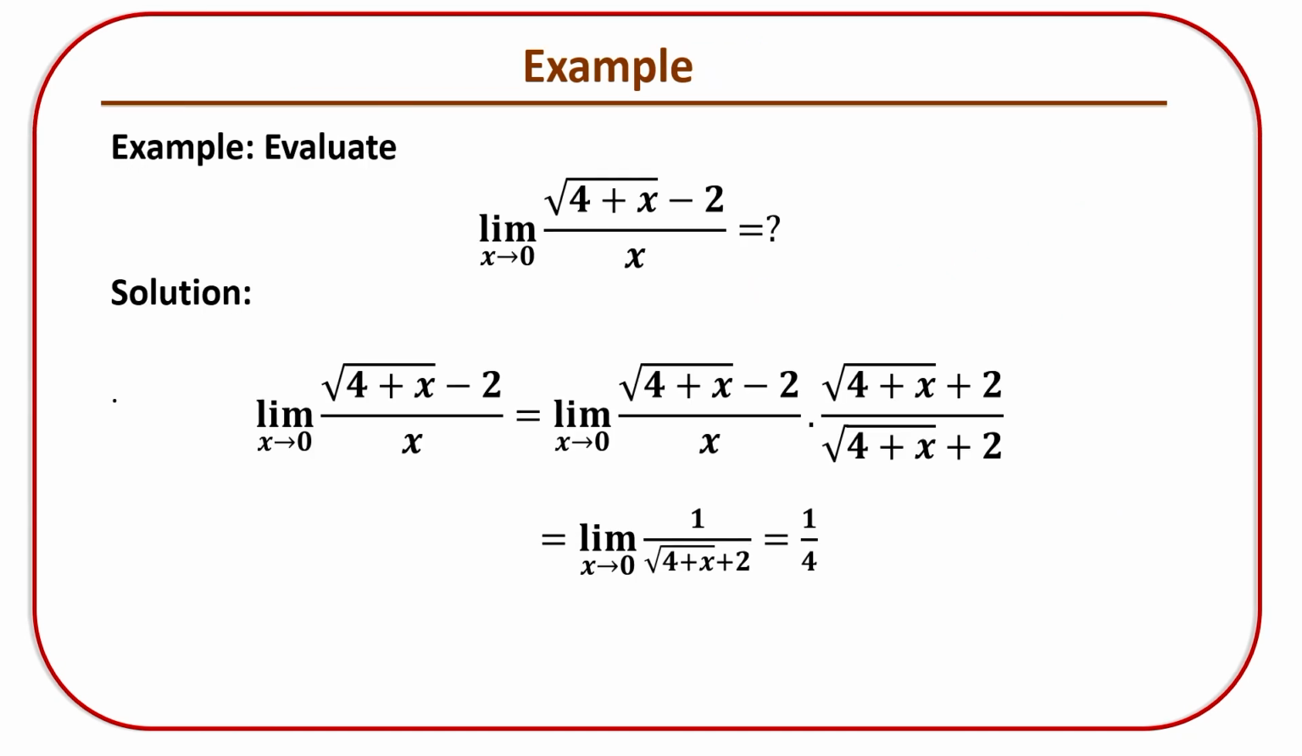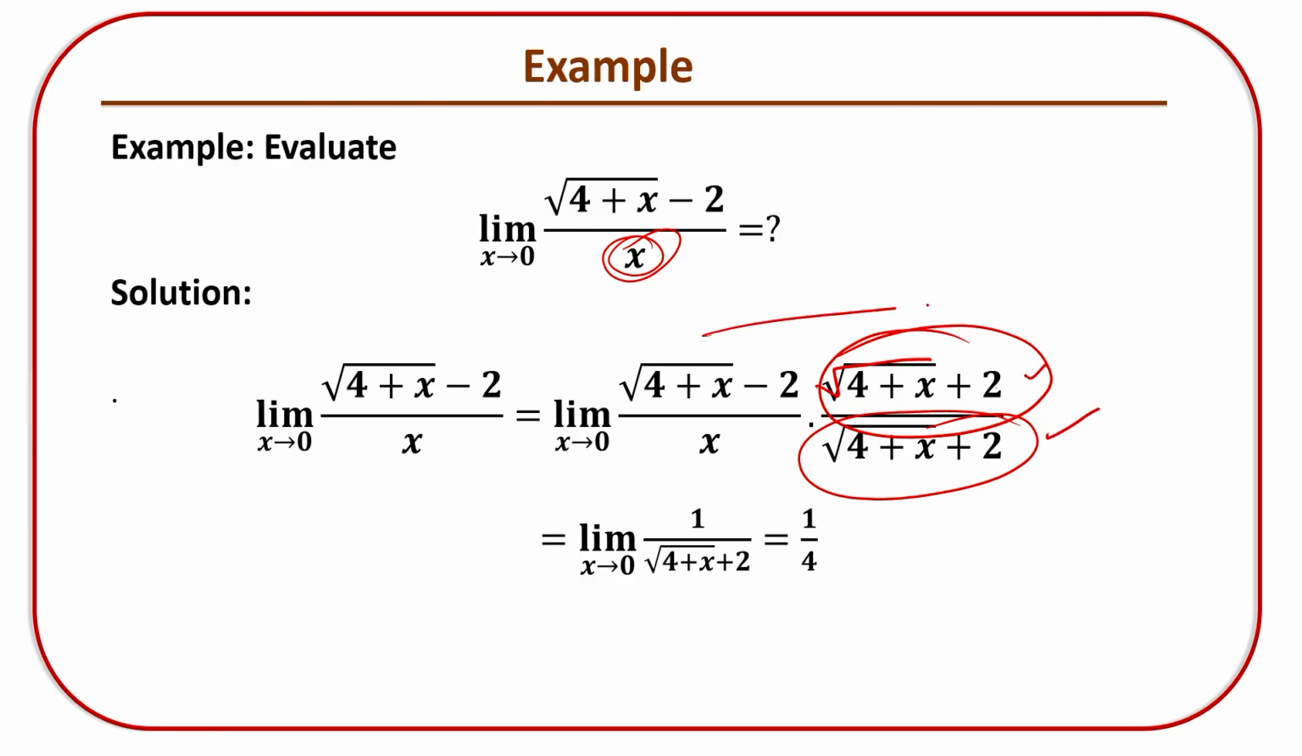Similarly, evaluate limit of (square root of 4 + x − 2) divided by x. Here x tends to 0, so direct substitution is not valid. So, we are not going to use this; we are going to simplify or rationalize this irrational expression into a rational form. How to do this? By taking the product: in numerator and denominator we multiply by square root of 4 + x plus 2.